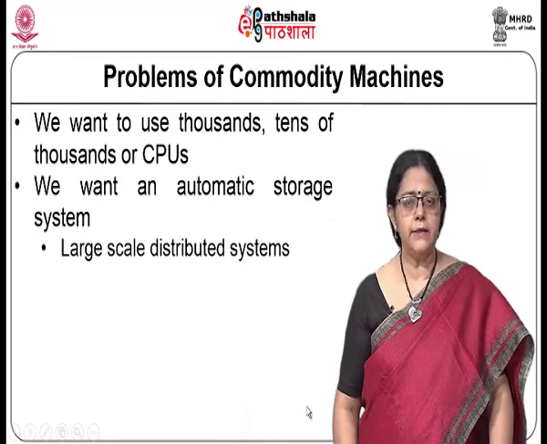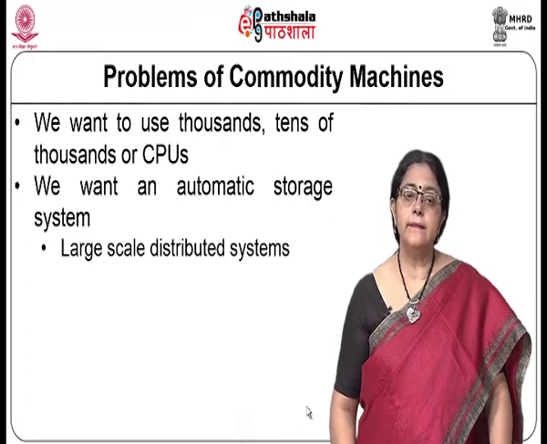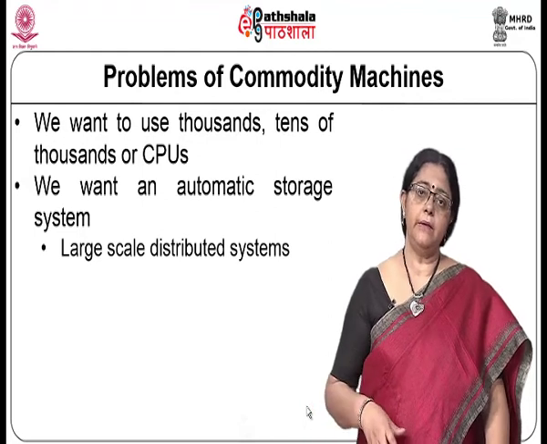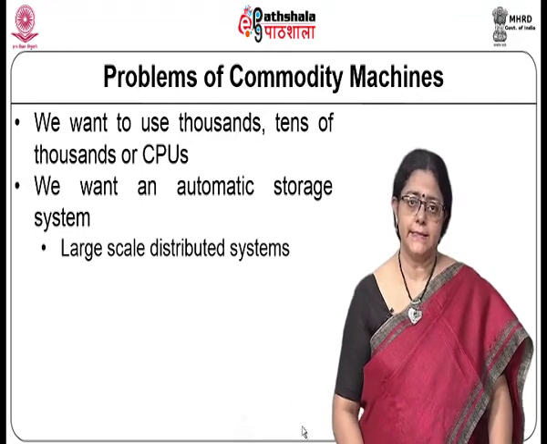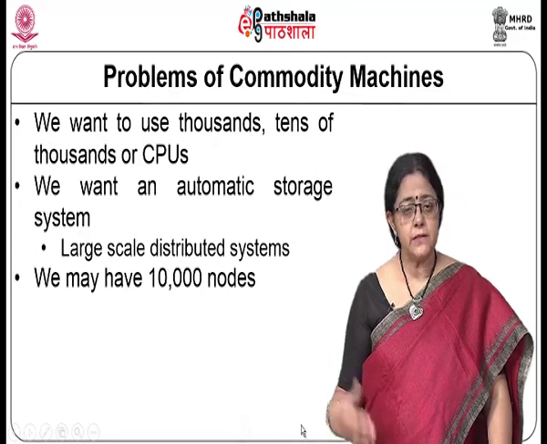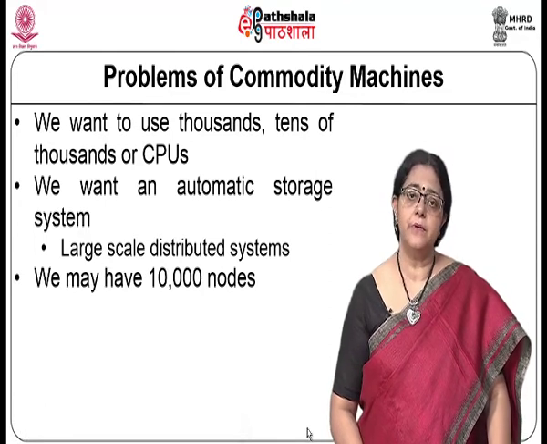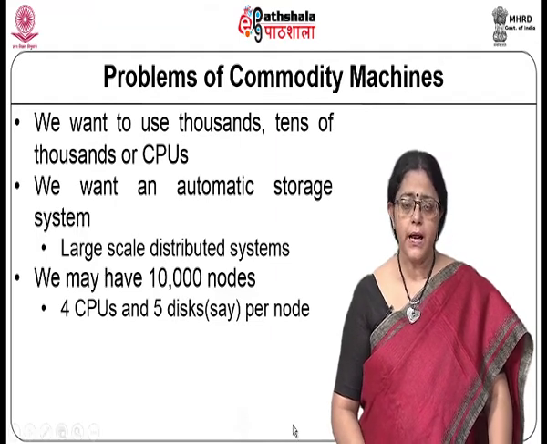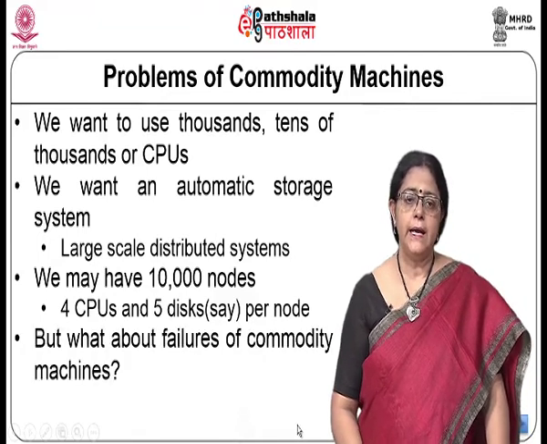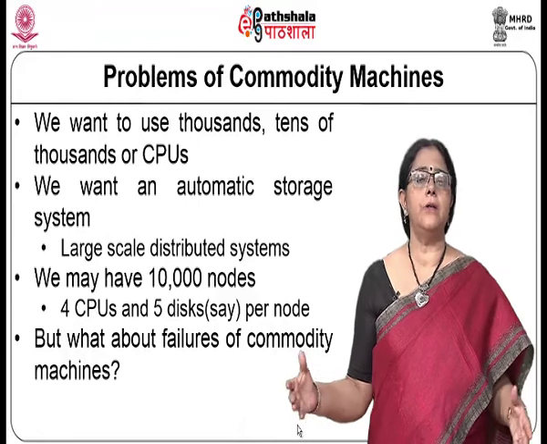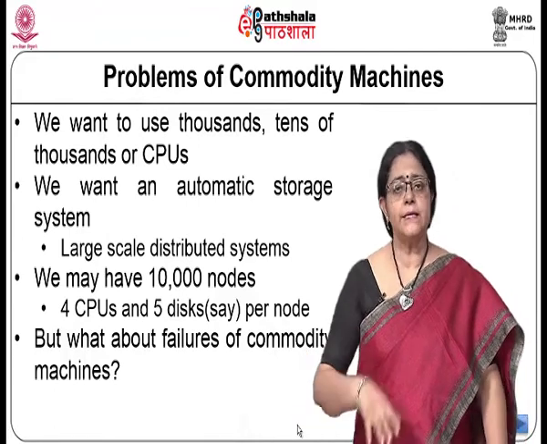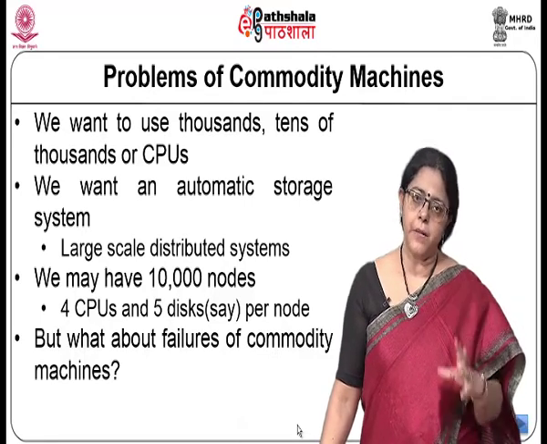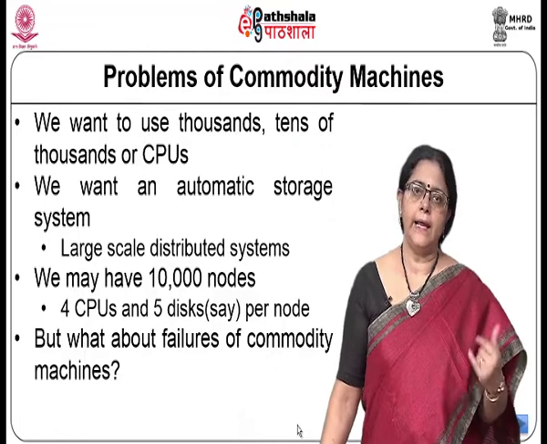So, storage and processing power can be done using commodity machines only when we have a distributed storage system. So, tens of thousands of nodes, say let us take an example of 10,000 nodes. Let us assume that there are 4 CPUs per node and 5 disks per node, then we have a very large distributed system which can store all our data, and each of the processors can process a part of the data, a chunk of the data, and we can get the result.